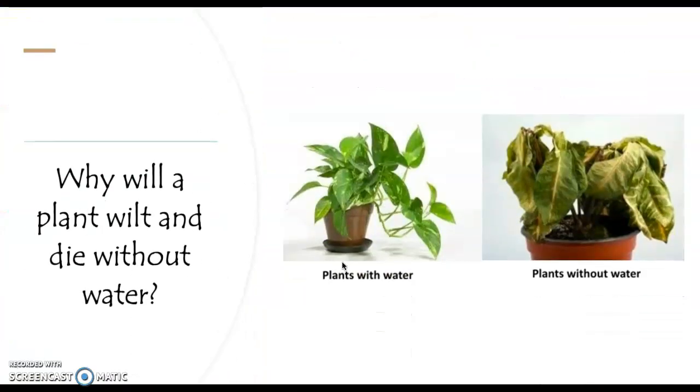So let's think about this. Why will a plant wilt and die without water? Because it can't get the nutrients that it needs. That's also why when you water a plant, you don't just water it from the very top. You don't water the leaves necessarily. The roots are what needs to be watered.